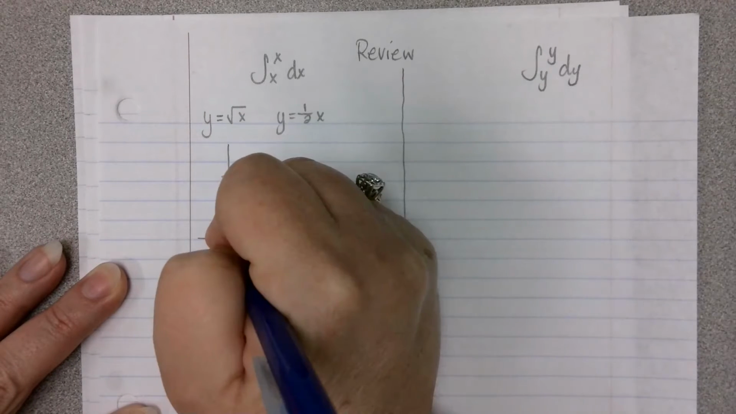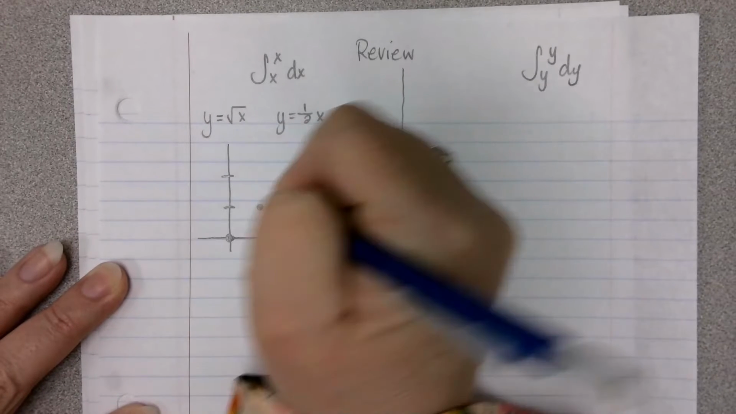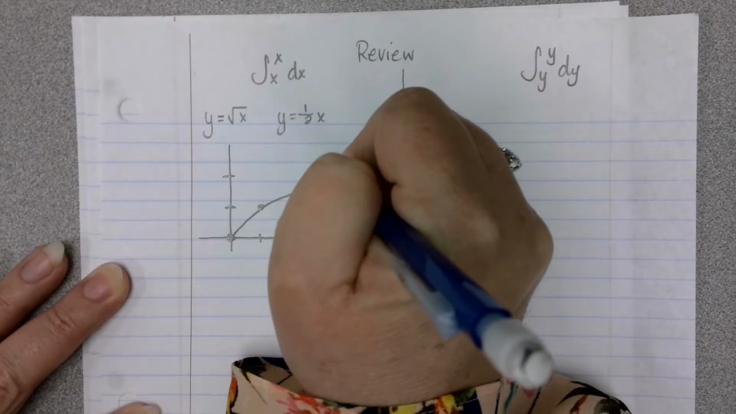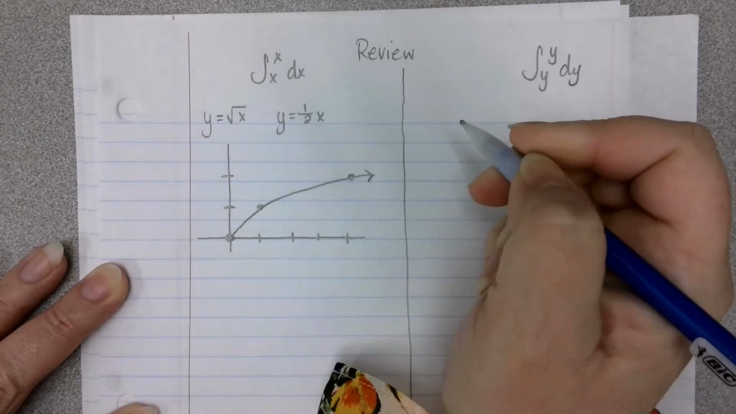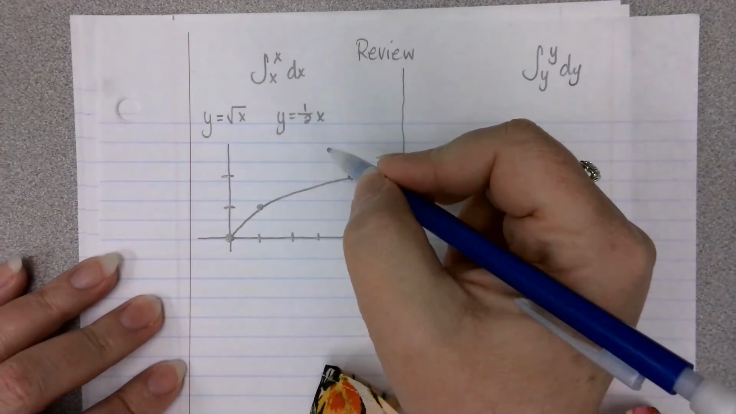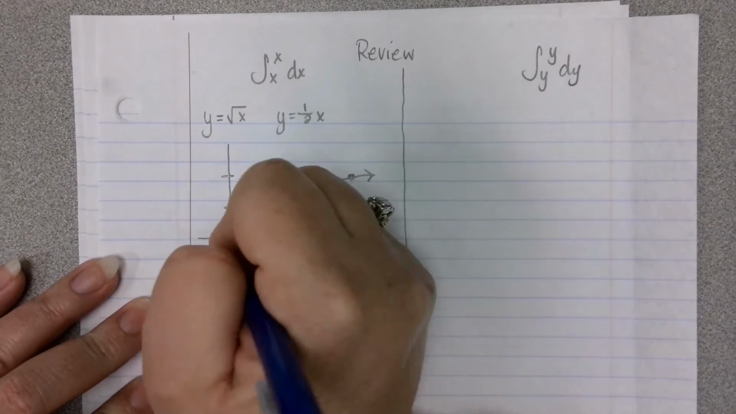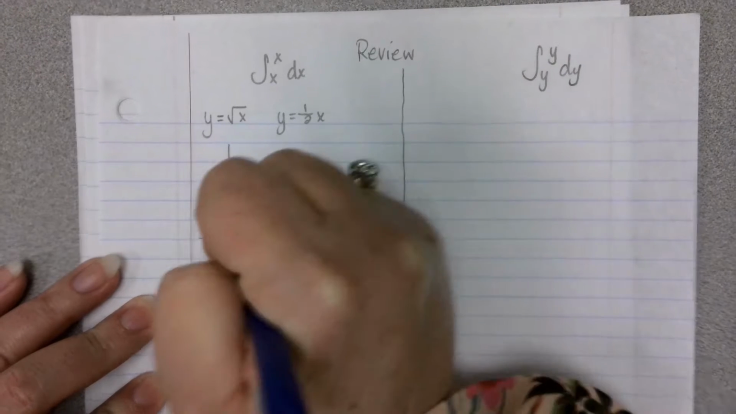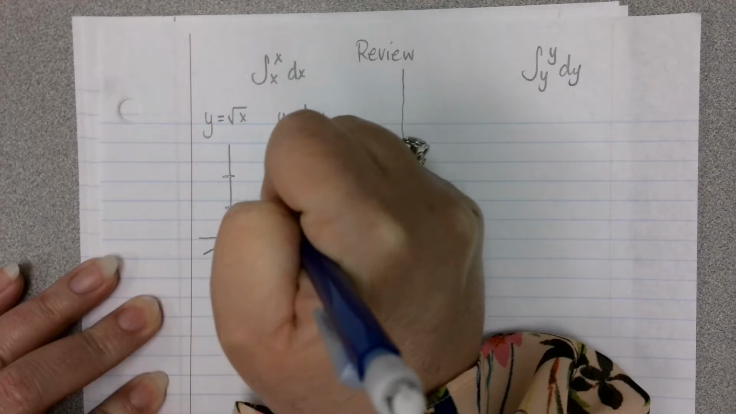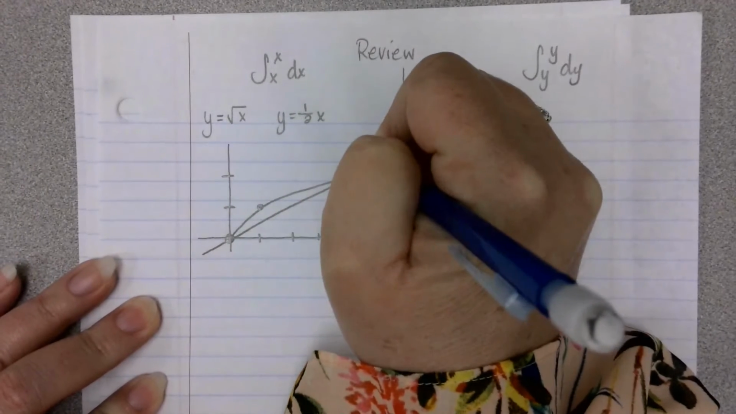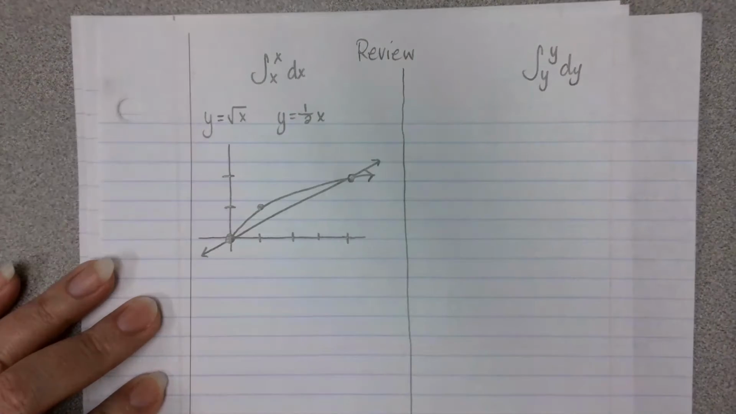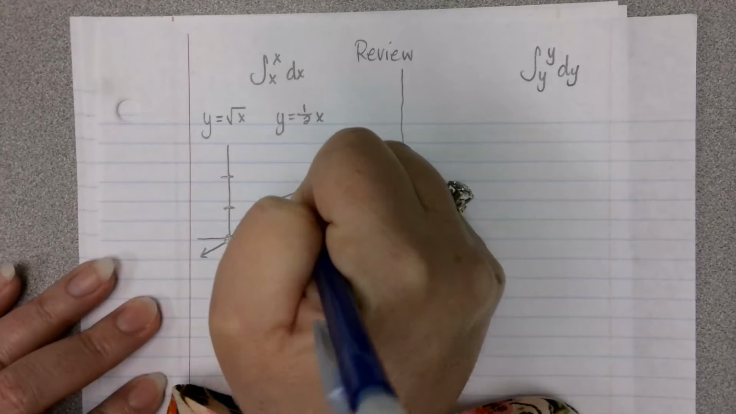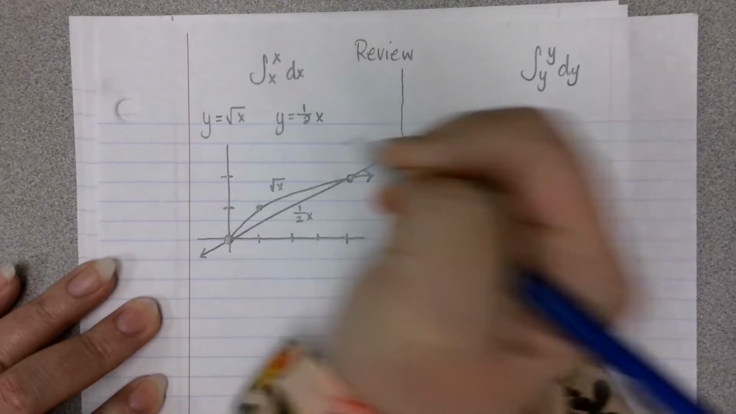So the square root, we have 0, 0, we have 1, 1, and we have 4, 2. So that's going to look like this. And then the graph of 1/2 x, it's at 0, 0, and it is at the point 4, 2. So it's a line that goes this way. Okay? So down here, this one is the 1/2 x equation, and up here it's the square root of x.